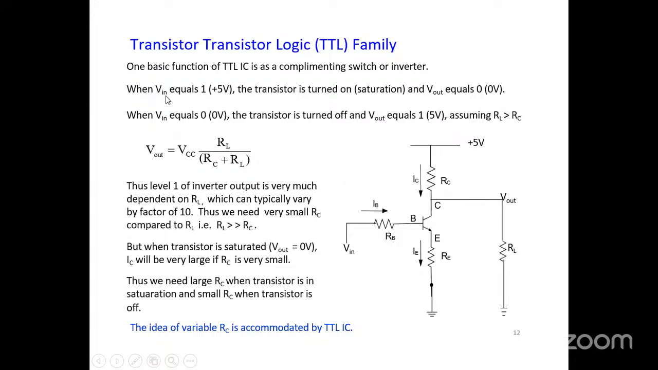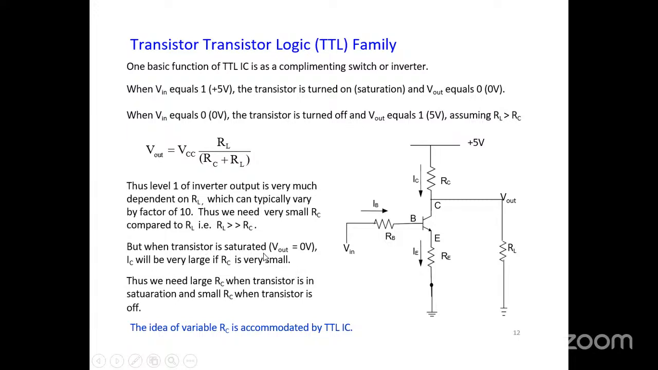When Vin equals 1, the transistor is turned on and Vout equals 0. When Vin is 0, the transistor is turned off and Vout equals plus 5 volts. That is, RL is greater than RC. That is the condition for the resistance values that we choose in designing. Thus, the level 1 of the inverter output is much dependent on RL. So this is all about the design aspects of the RTL logic.